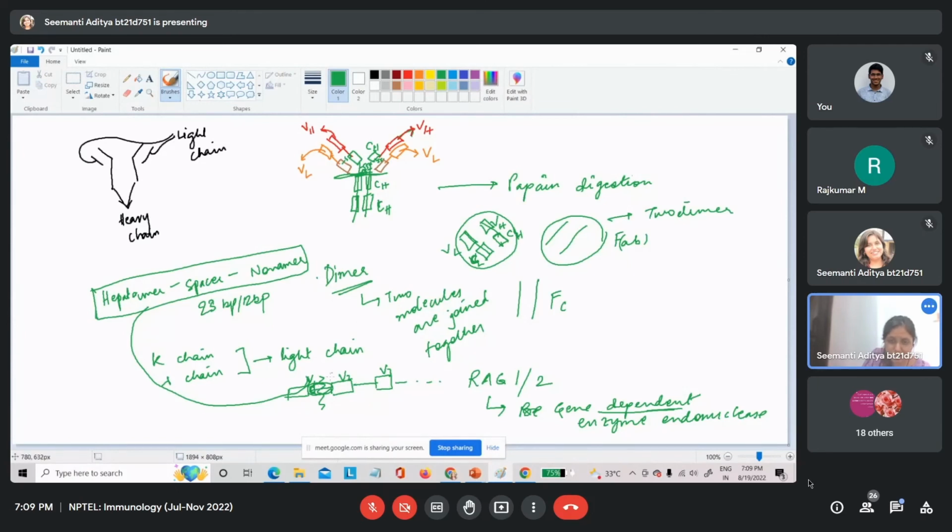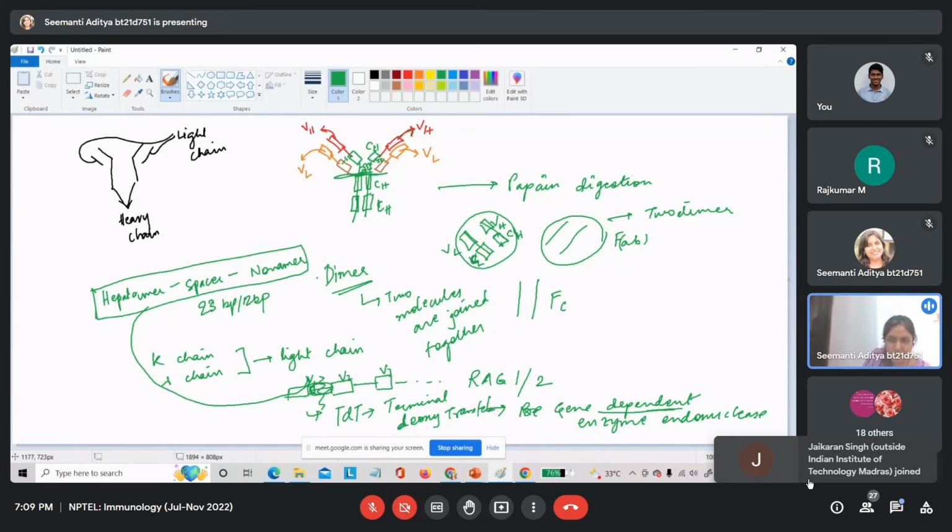Whenever there is a cleavage between V1 and V2, there is another enzyme called TdT, terminal deoxynucleotidyl transferase, I guess. I forgot the full form. Once the cleavage is done, this enzyme is going to add a poly A tail to the free ends of your V1 and V2.